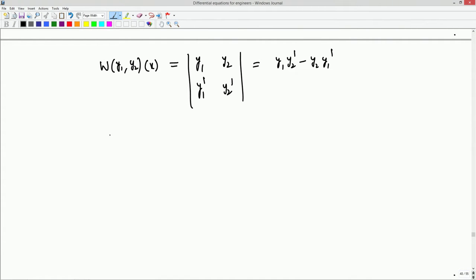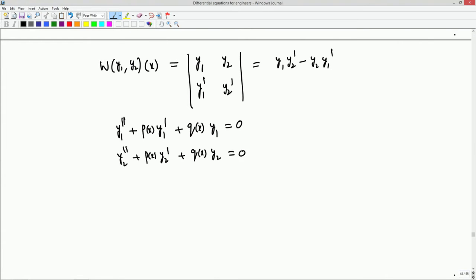Now you simply calculate with what is given. y1 and y2 are solutions of the second order linear ODE. So y1 double dash plus p(x) y1 dash plus q(x) y1 equals 0. And y2 is also a solution of the homogeneous equation, so it also satisfies this equation: y2 double dash plus p(x) y2 dash plus q(x) y2 equals 0.